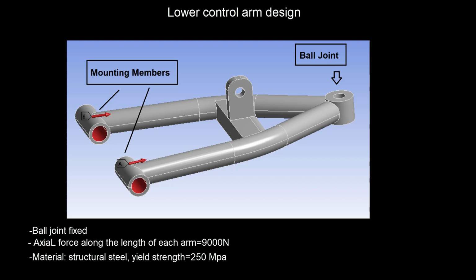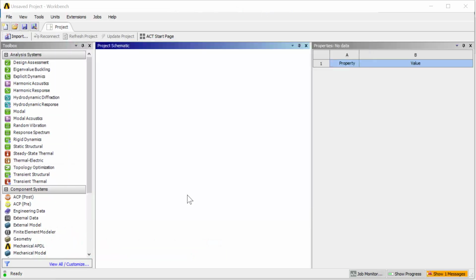The material for this analysis is going to be structural steel with 250 megapascal yield strength. Let's move on to the FEA model. Here I have a blank Workbench project open. First, you need to select the correct unit system, which in this case is going to be metric.